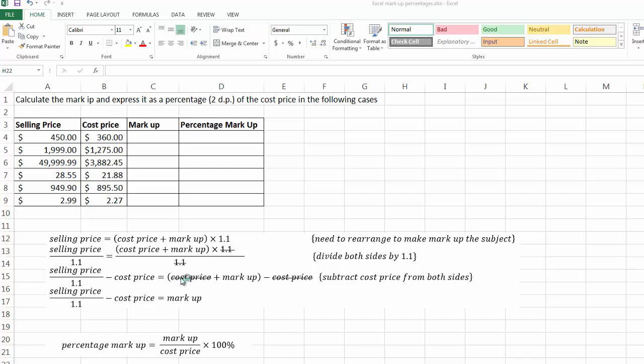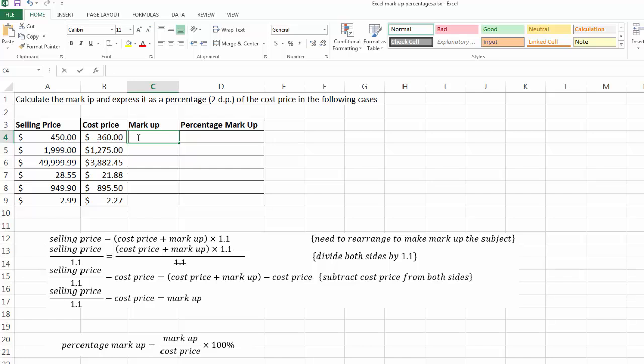And I need to subtract then the cost price from both sides to get markup by itself. So in the end, I end up with this formula here. Selling price divided by 1.1 minus the cost price equals the markup. So I can put that formula up here so that Excel will calculate it for me.